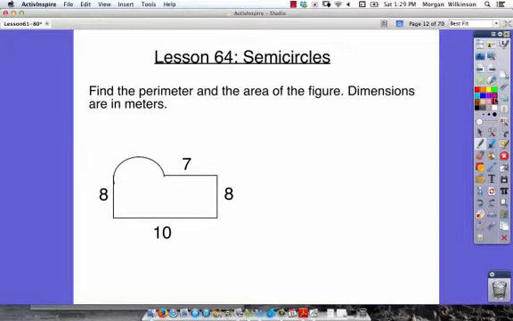Lesson 64 today is about semicircles. And a semicircle is just a half of a circle. So if we were to draw a picture of that, well, here's a semicircle. It's just half of a circle. That's a technical name.